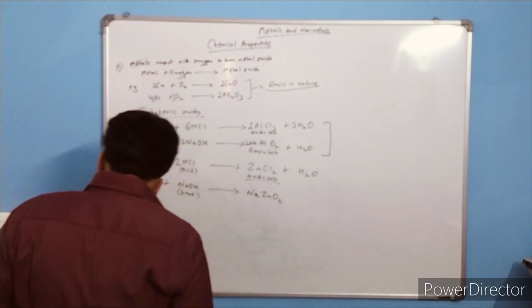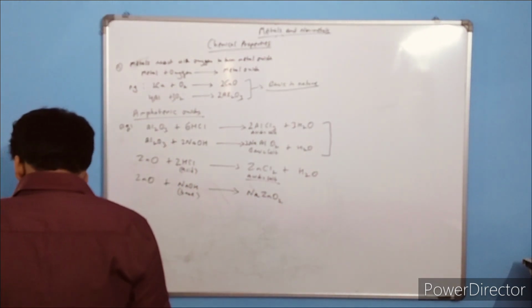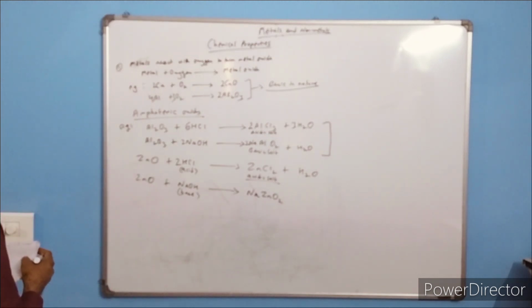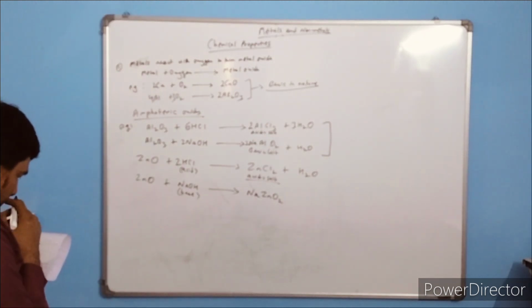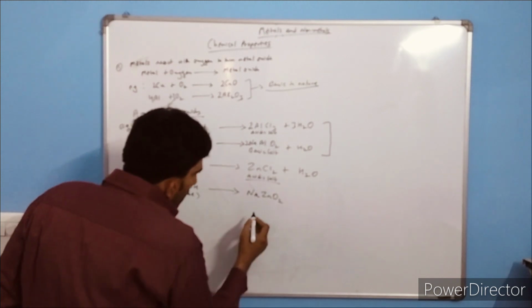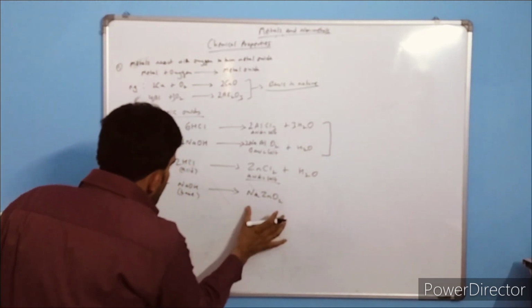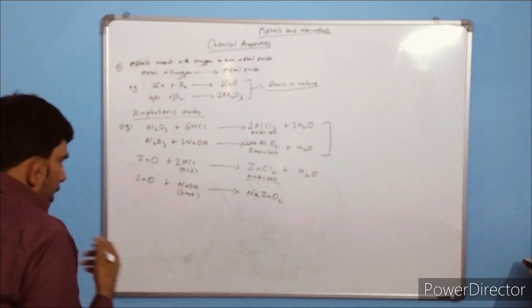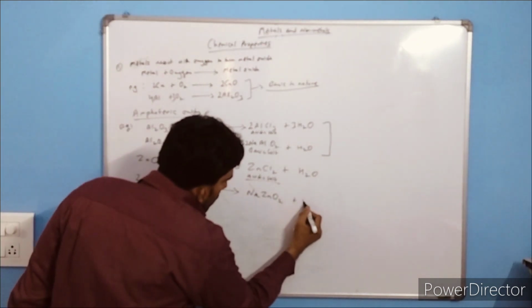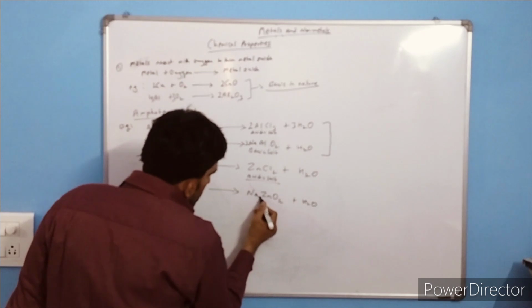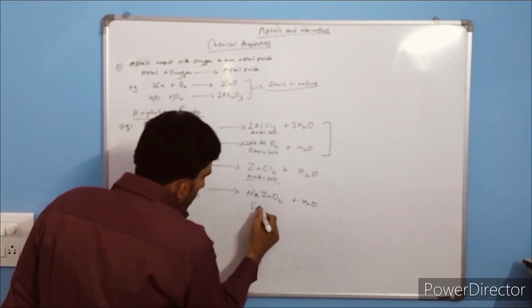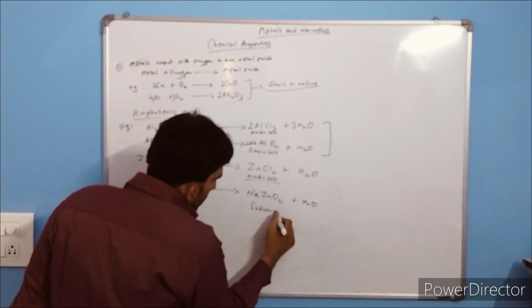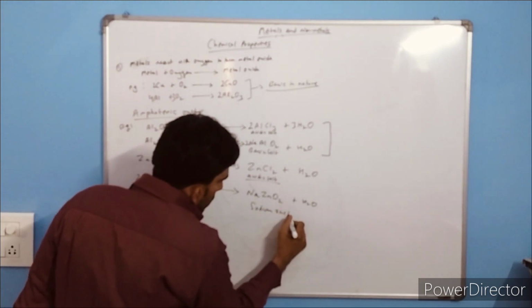NaZnO2, that is sodium zincate. So we have sodium zincate, Na2. We can write the sodium zincate formula like this. Plus H2. That is how I got the formula for sodium zincate.